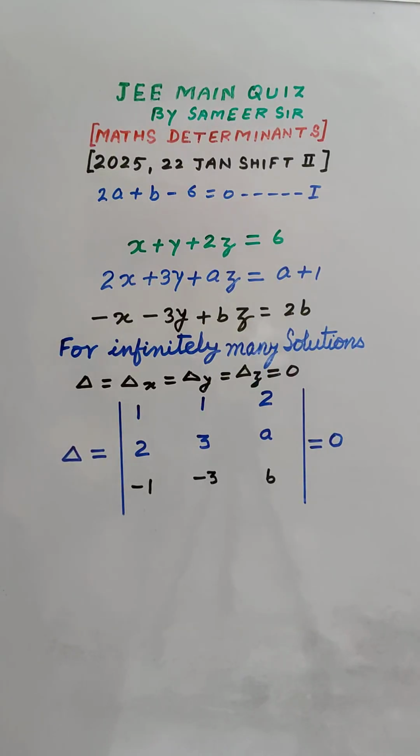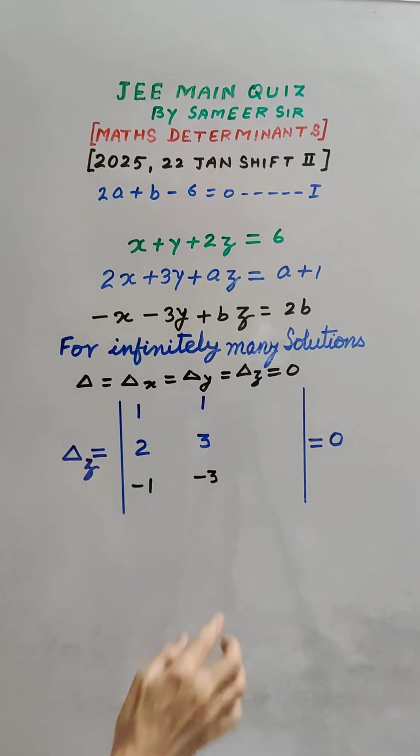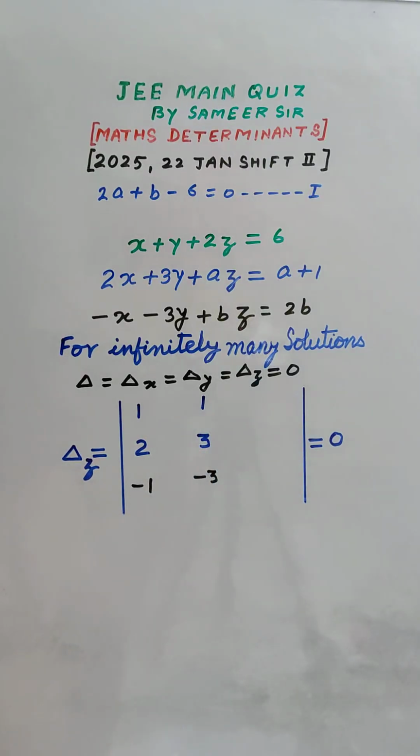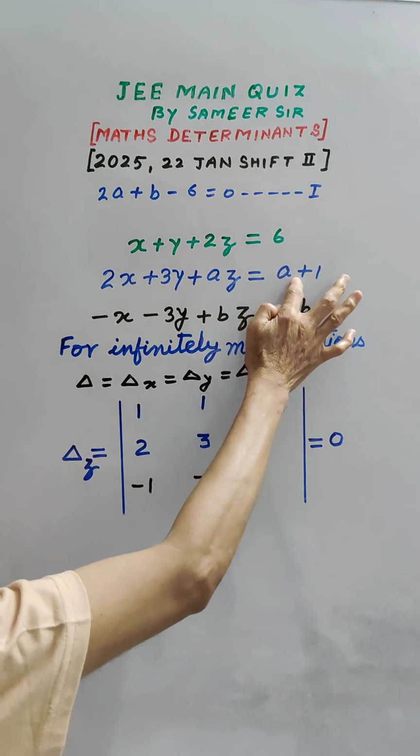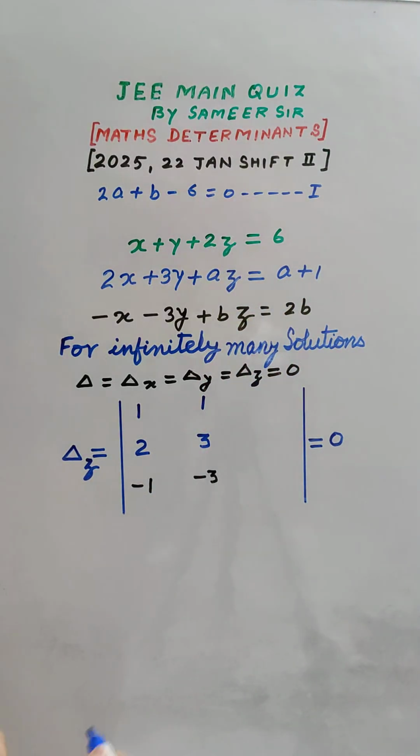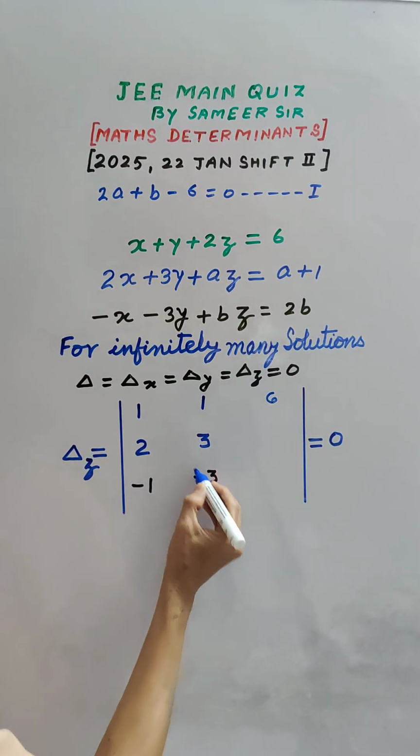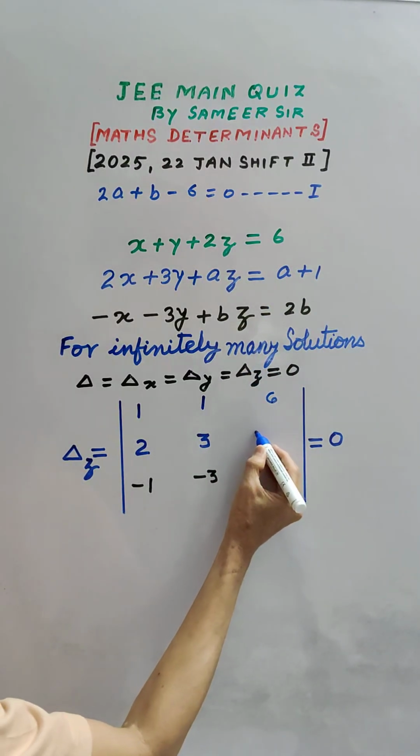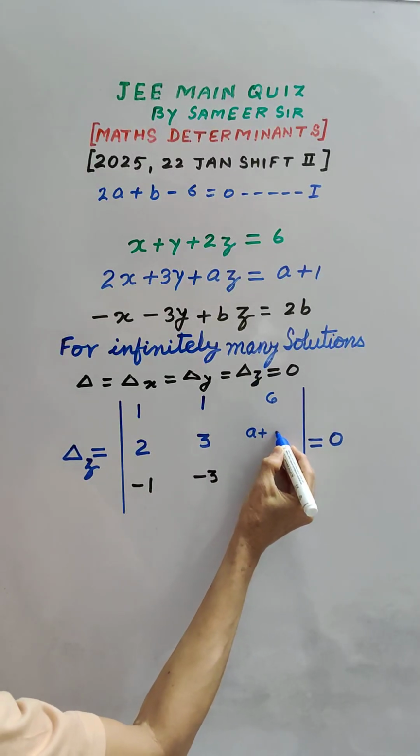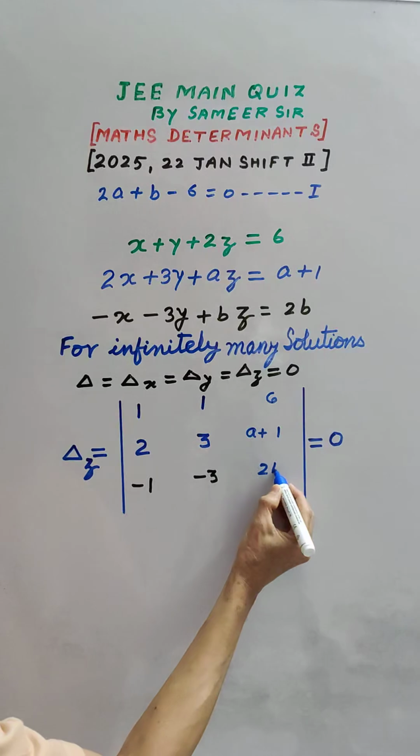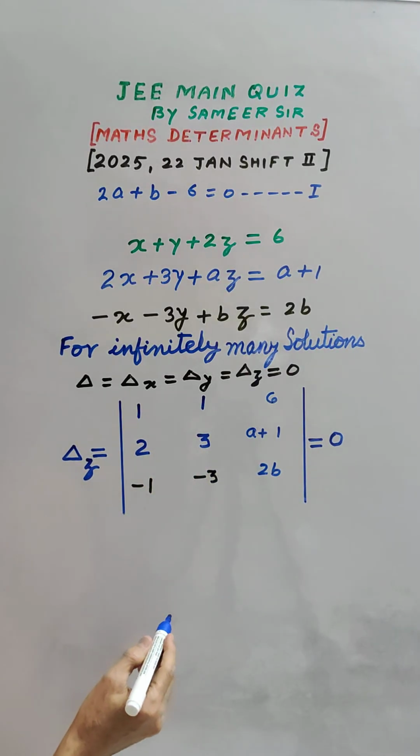Now we will solve it for delta z. For delta z, this last column will be changed only. In place of the z coefficients, we shall write these. So writing here for equation number 1, that is 6. For equation number 2, a plus 1. For this equation 2b. Now again solving similarly as we have solved initially.